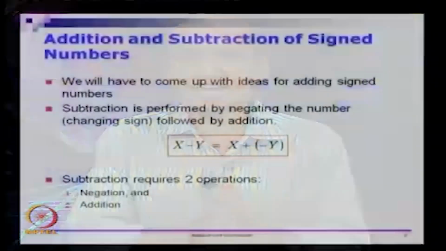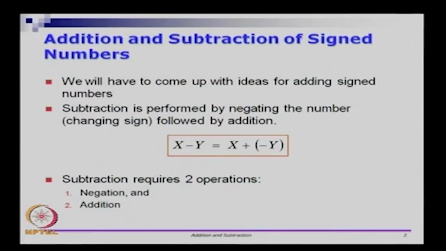So, now let us jump forward. If I want to do addition and subtraction of signed numbers, when I say signed, it could be signed magnitude, 1's complement, 2's complement, it could be any of those, right. We will have to come up with some idea for adding the signed numbers first. So, addition and subtraction are two different operations, right.